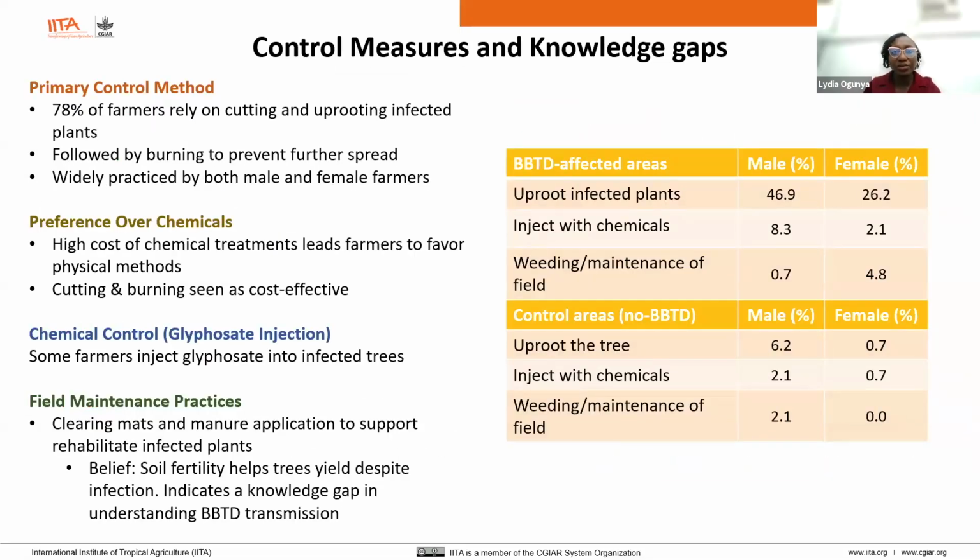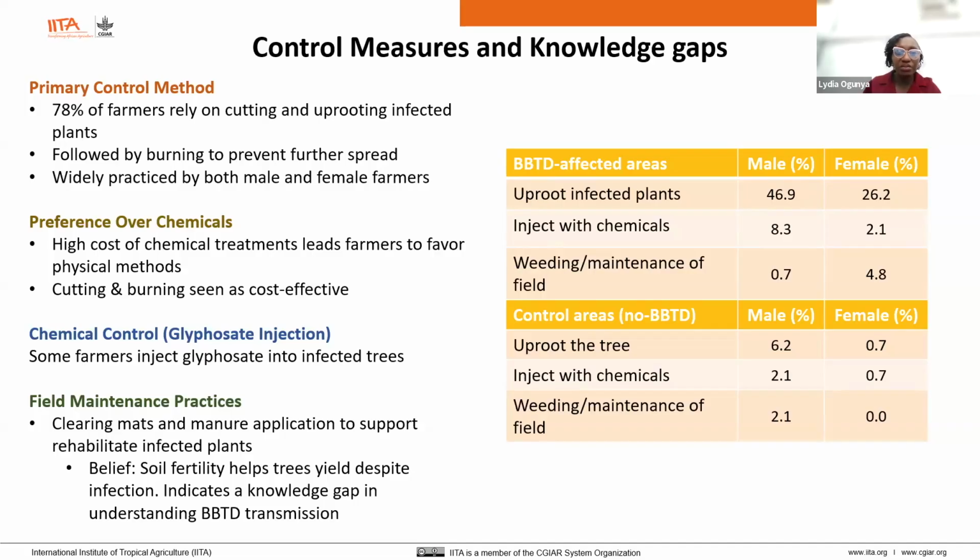Now we want to look at the control measures and also see the knowledge gaps. Now there are various control measures that farmers are involved with in order to curb and combat the spread of BBTD in their regions. But over 70% of the farmers rely on cutting and uprooting the infected plants. And then they follow it up by burning to prevent further spread. This method is widely practiced by both male and female farmers in the region. However, we find that about 10.4% of farmers prefer the use of chemicals because they could afford chemicals. Because chemicals are of high cost, farmers prefer the primary control method, which is cutting down and uprooting the infected plant, which to them is cost effective.